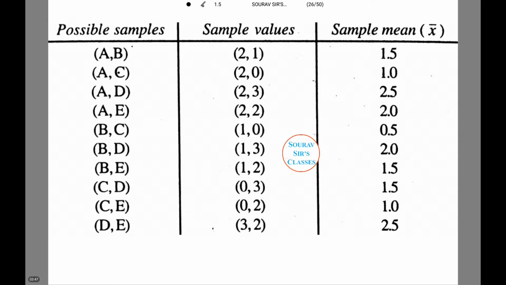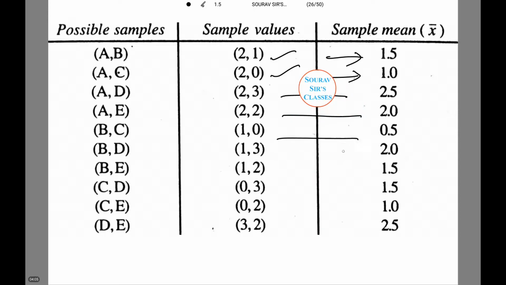Now these are the possible samples. Taking 2 at a time, we find the sample mean. First, 2 and 1 comes to 3, and on division by 2 we get 1.5. 2 and 0, upon division by 2 we get 1. Similarly, we continue for the rest of the values, and this is the sampling distribution table for the possible samples.